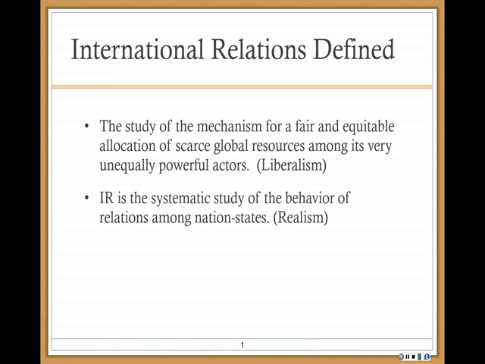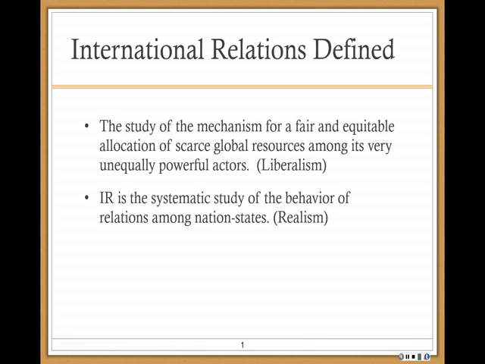So let's start by trying to define international relations in general. First of all, one might define it as the study of the mechanism for fair and equitable allocation of scarce global resources among its very unequally powerful actors. And that seems to be a reflection of a more liberal perspective. The second definition is that IR is a systematic study of the behavior of relations among nation states, plain and simple, from a realist perspective.